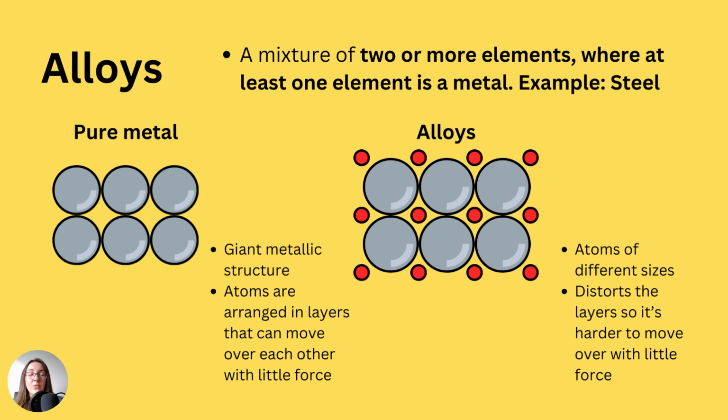Pure metals, worth mentioning at this point, all contain or have a giant metallic structure. And like I said, there will be lots of delocalized electrons within this structure. The atoms, because they are all arranged in layers and they are all uniform in size, they can actually move over one another. Those layers can move across one another with very little force. And this means that those pure metals are very soft.